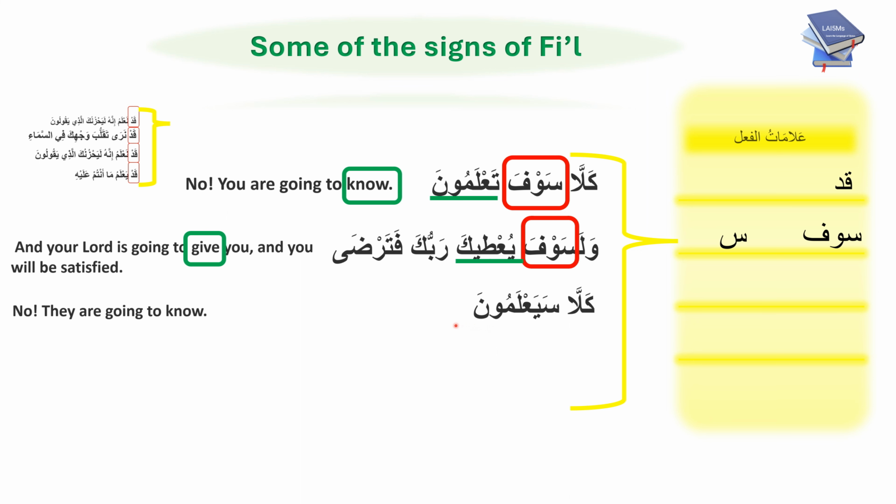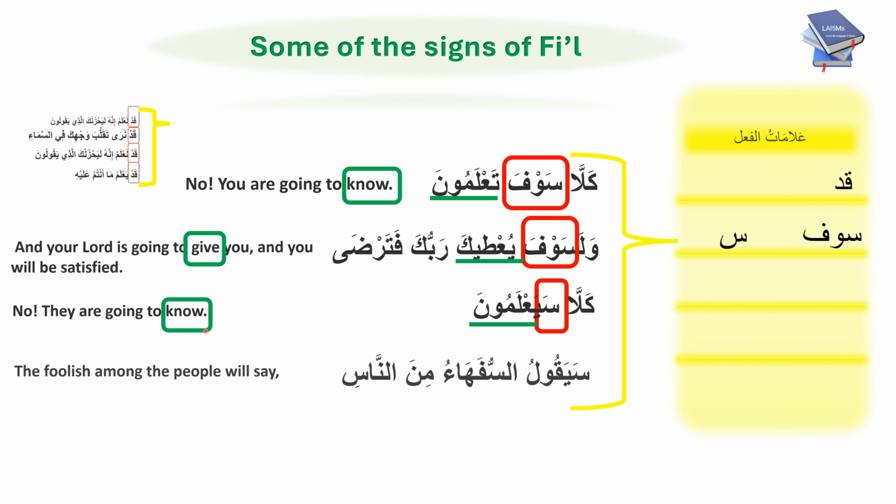كَلَّا سَيَعْلَمُونَ. No, they're going to know. كَلَّا سَ. Now we are in the sin. So if sin precedes a word, then that word is a verb. سَيَعْلَمُونَ. No, they're going to know. سيقول السفهاء من الناس. The foolish among the people will say. يقول, say.